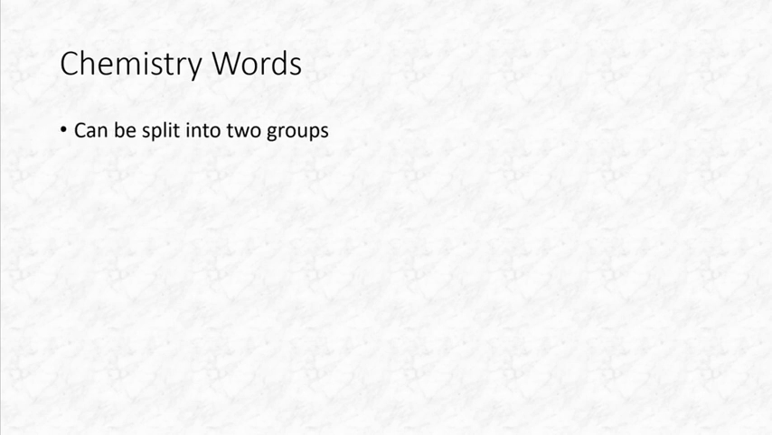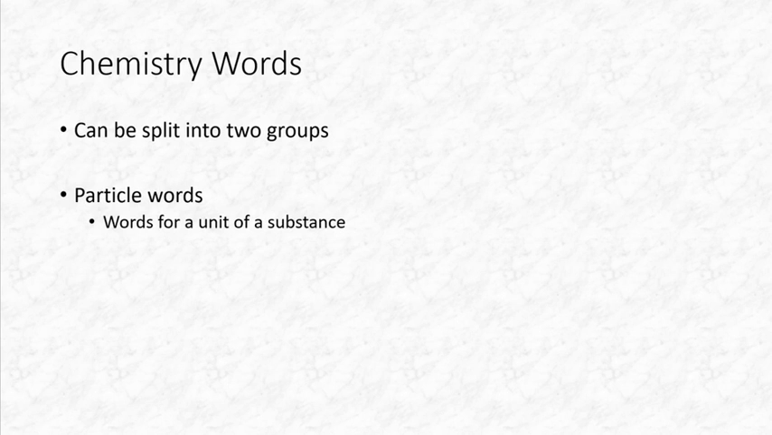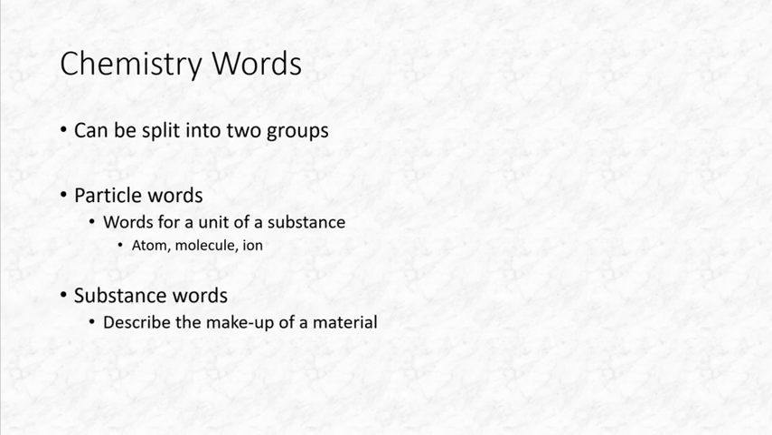We can split our chemistry words into two groups. So particle words, those are words for a unit of a substance. They are going to be atom, molecule or ion that we'll look at more closely. And substance words, these describe the makeup or nature of a material. And these are going to be element, compound and mixture that we take a closer look at.